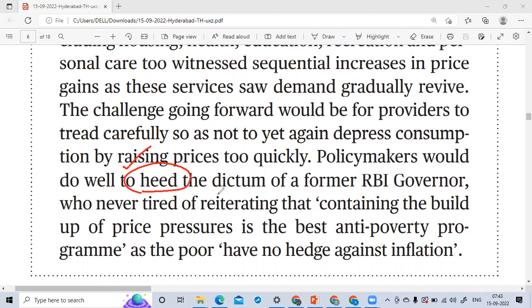Attention or attract. Dictum is a formal announcement. Dictum of former RBI governor. See, dictum of former RBI governor. So, my dear friends, dictum of former RBI governor. What does it mean? Dictum is a formal announcement. Okay. Reiterate is repeat. Reiterate, repeat.